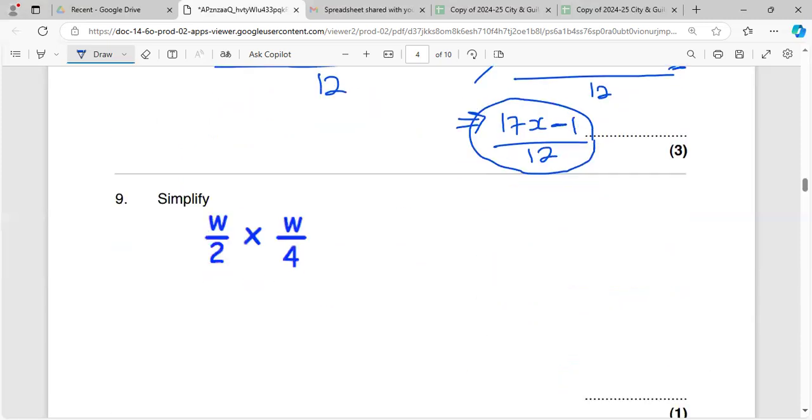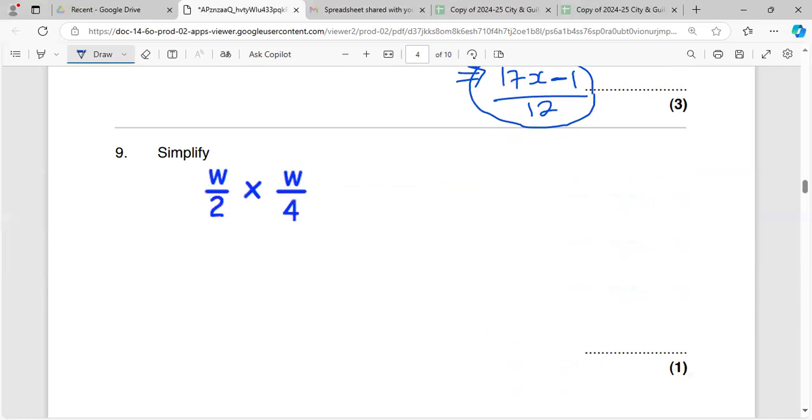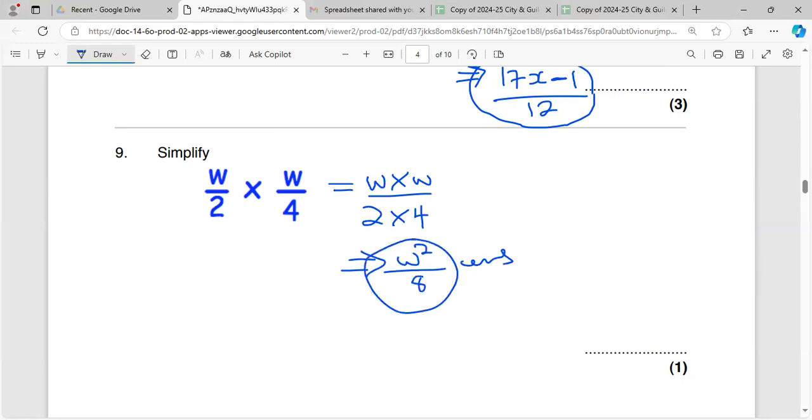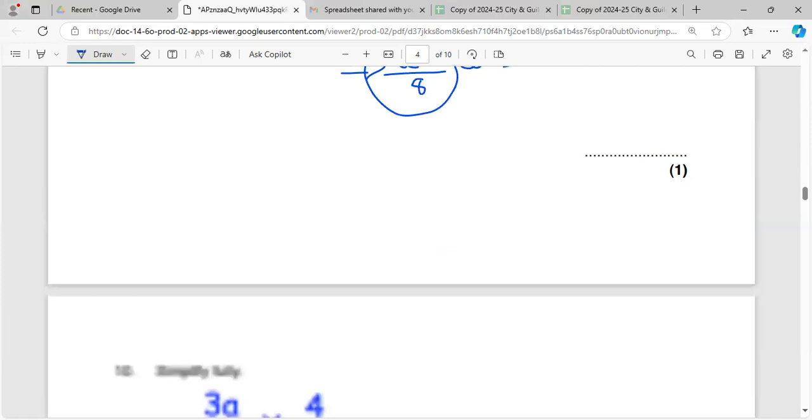This one is a multiplication. So we have double over 2 times double over 4. And of course, this is only 1 mark. I think they could have given 2 marks for this. So what does the rule say, guys? When you're multiplying, numerator times numerator and denominator times denominator. All right. Very nice one. Let's move on to number 10.